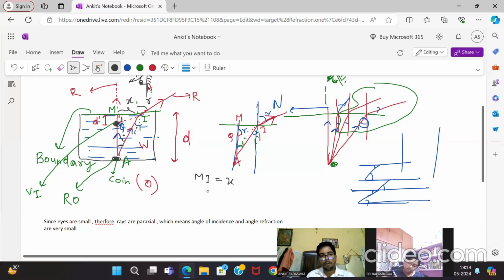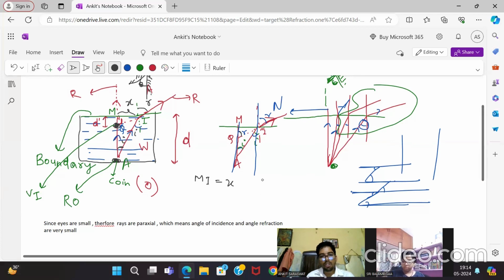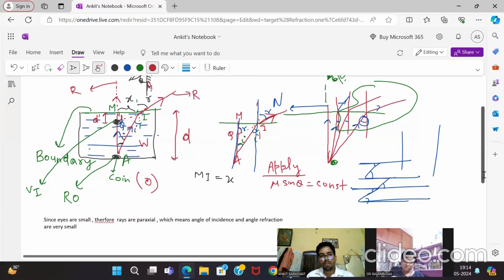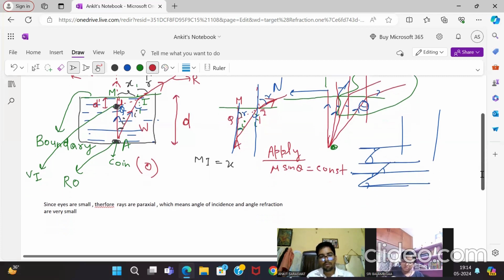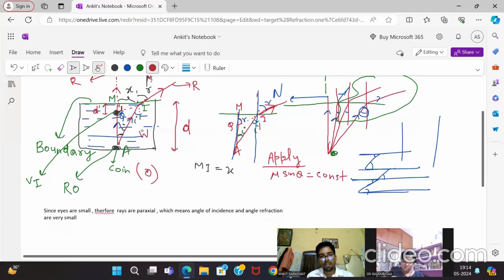Clear? Now apply Snell's law and tell me what I should write. Apply Snell's law. Then what is Snell's law? Mu into sine theta is constant. Clear? This is Snell's law. Now, this is the boundary. Here is water. You can say this is the first medium and this is the second medium.